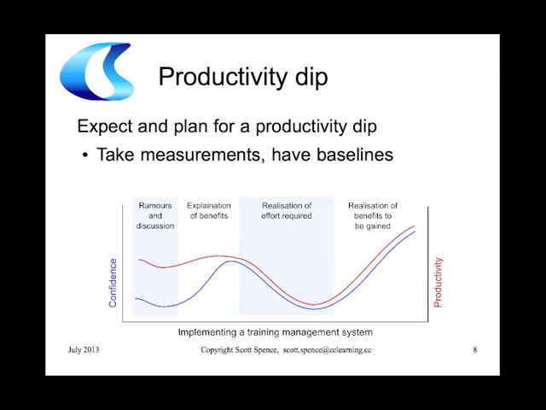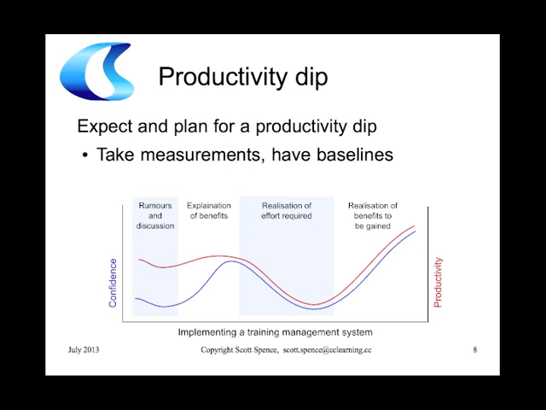Productivity dip. Expect and plan for a productivity dip. Okay, the reality is when you undertake a change to business processes, while people are getting used to it, you start from rumors or discussions, which is where people are uncertain and they're distracted, and so their confidence is decreased. You explain the benefits, and people get a bit more interested, and they go, "Okay, this sounds pretty good," and they start getting excited about what they can do.